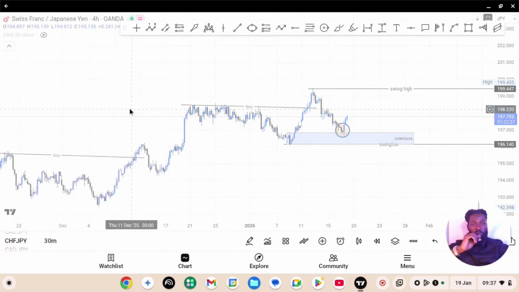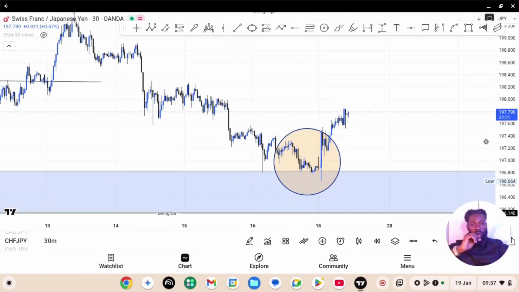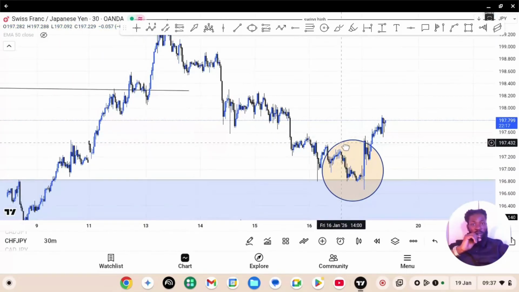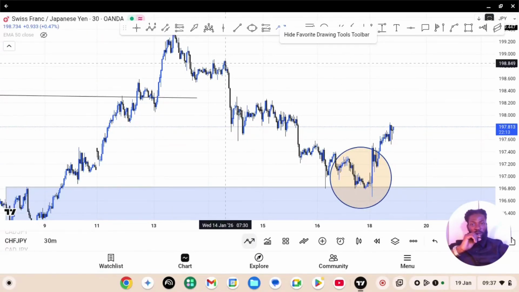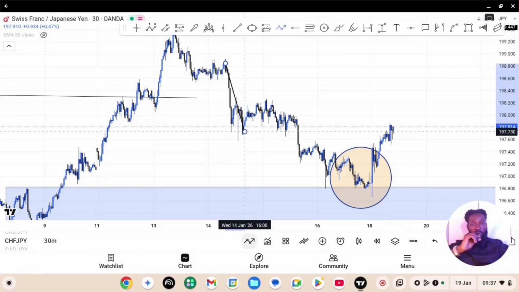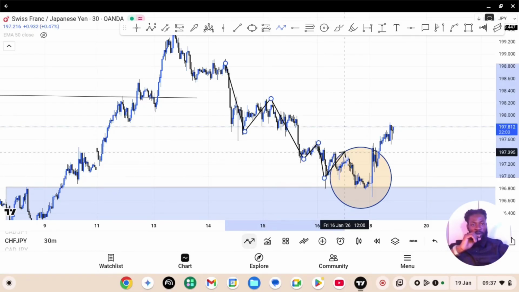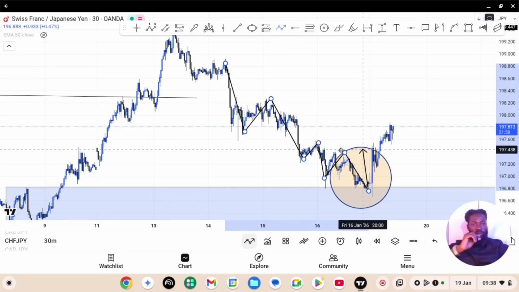a change of character aligned with the higher time frames. Now let's look at what the market did here. As you can see, in the lower time frame, we have a series of lower low, lower high, lower low, lower high, lower low, lower high, lower low. Look at what the market did. We have a market structure shift, which is a change of character.